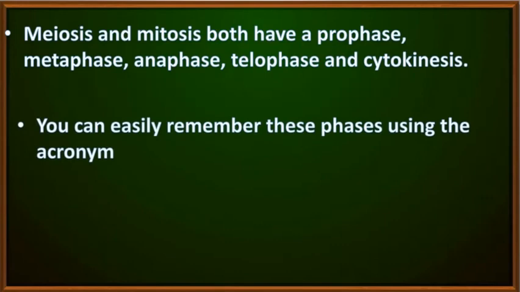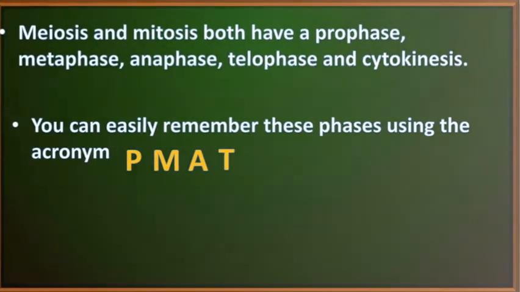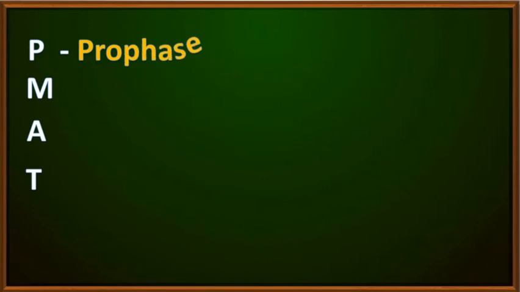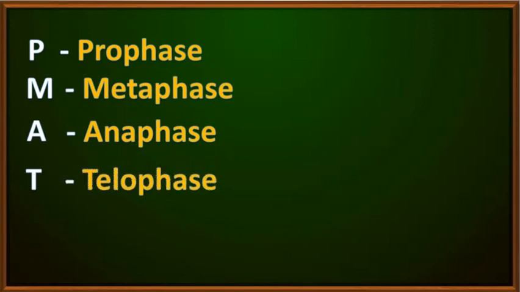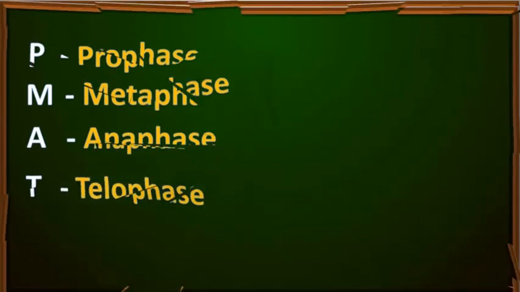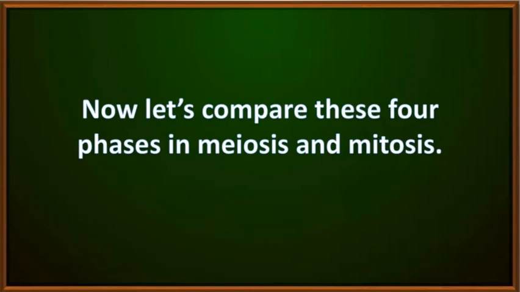You can easily remember these phases using the acronym PMAT. Again, P, M, A, and T. P for prophase, M for metaphase, A for anaphase, and T for telophase. Great! Now, let's compare these four phases in meiosis and mitosis.